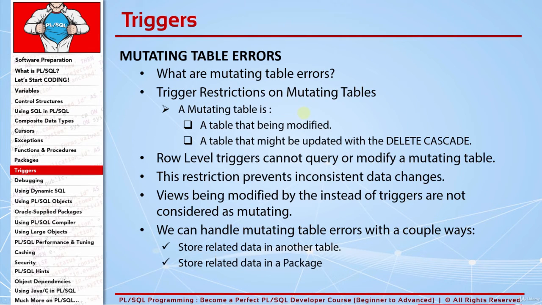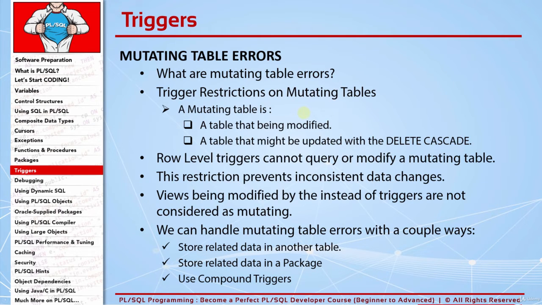The second one is to store related data in a package. Actually, this is not a perfect usage because you can do that only within the before statement triggers. This might be useful when you get the mutating table error with the statement level triggers and on delete cascade constraints. The third one is using the compound triggers. Actually, the solutions above were used before the compound triggers were available. Instead of using them, now we use the compound triggers to handle that problem.